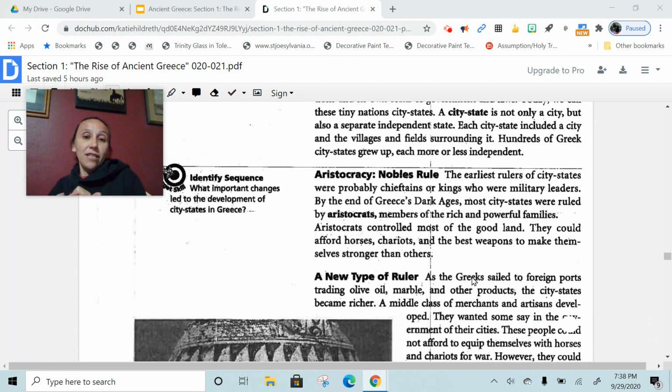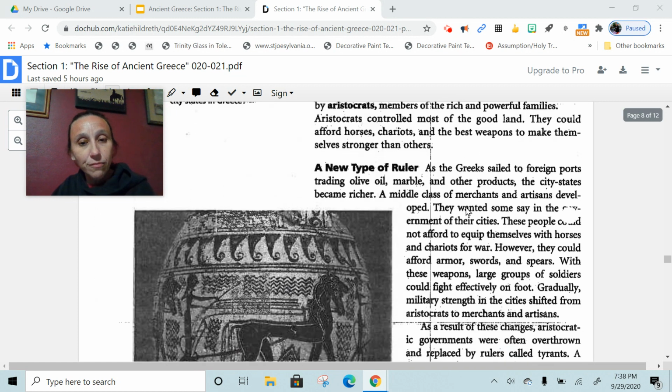Okay, aristocracy, nobles rule. The earliest rulers of city states were probably chieftains or kings who were military leaders. By the end of Greece's Dark Ages, most city states were ruled by aristocrats. What's an aristocrat? Aristocrats, members of rich and powerful families. Aristocrats controlled most of the land. They could afford horses, chariots, and the best weapons to make themselves stronger than others. So, aristocracy, that is another subsection.